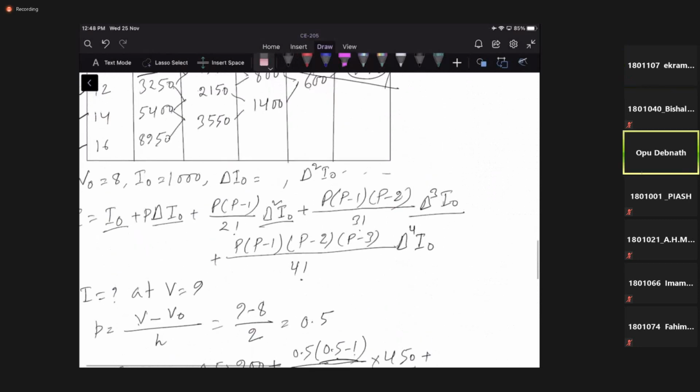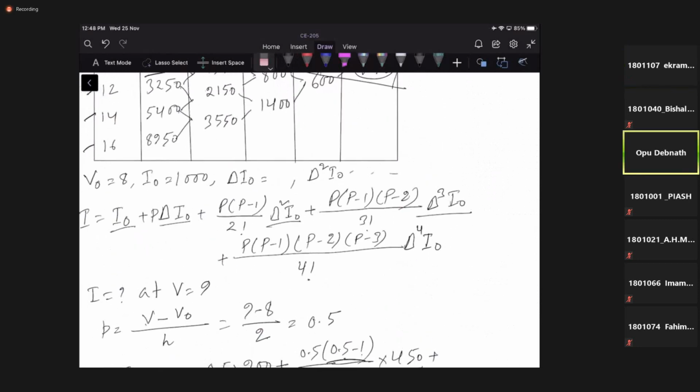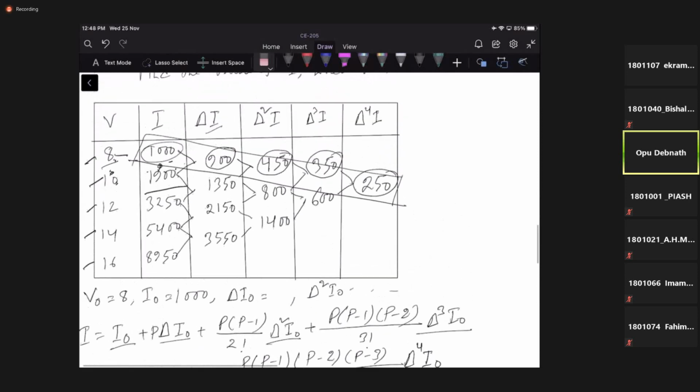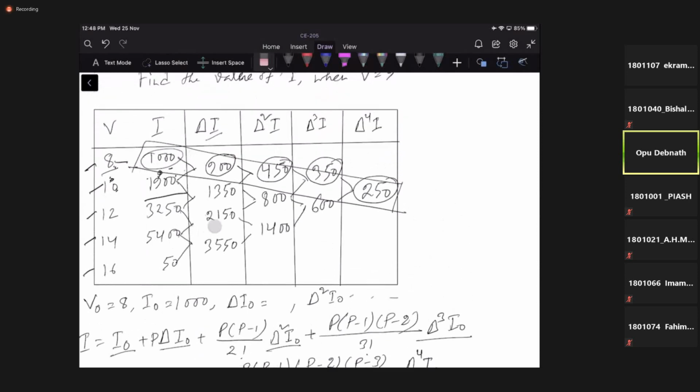No, actually the formula will be changed. In that case you should use the backward interpolation formula. Okay, I will discuss it in the next class. That means tomorrow I will discuss the backward interpolation formula. In that case you should use the backward interpolation formula as well as these values.